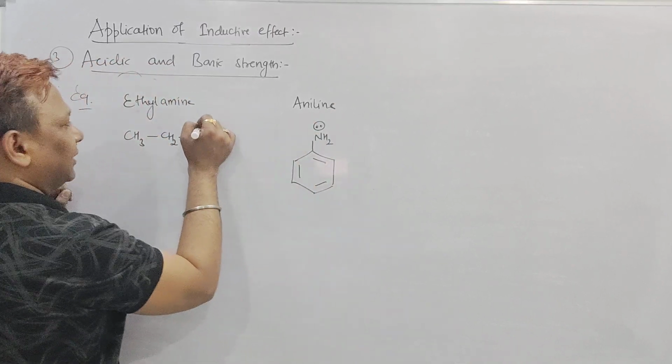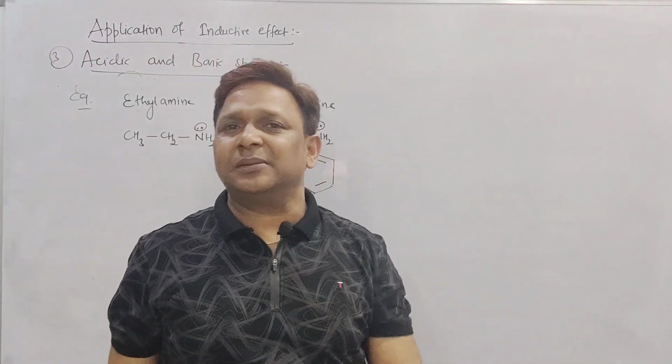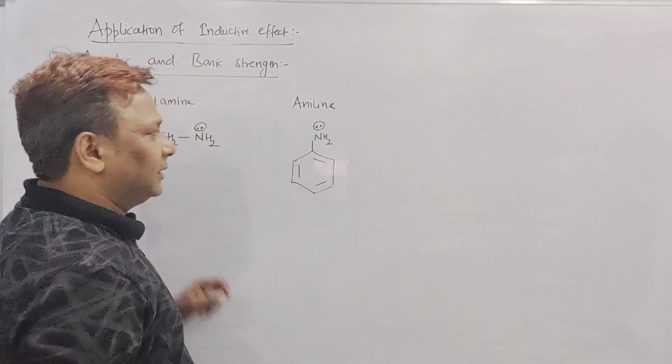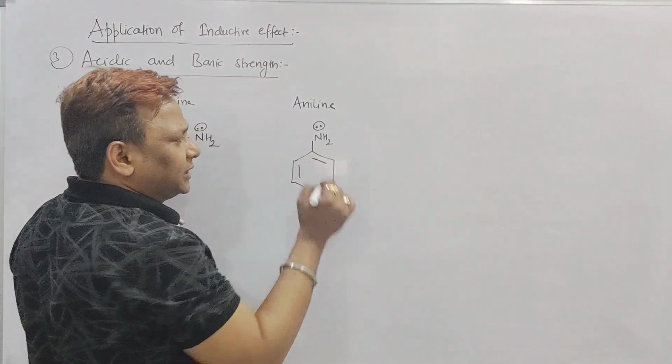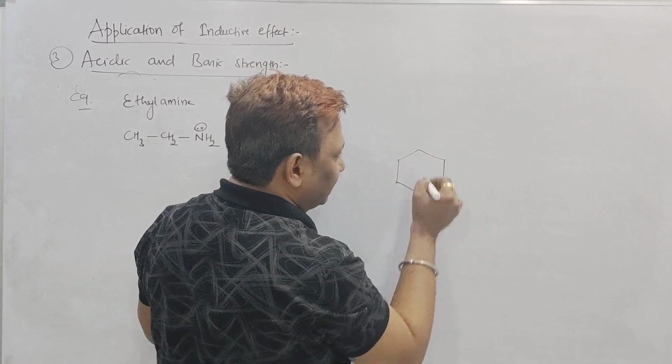Nitrogen has a lone pair. But let me discuss one very simple concept with you: the lone pair which is in conjugation. I will show you one example here. See, beta, I will show one example for you.